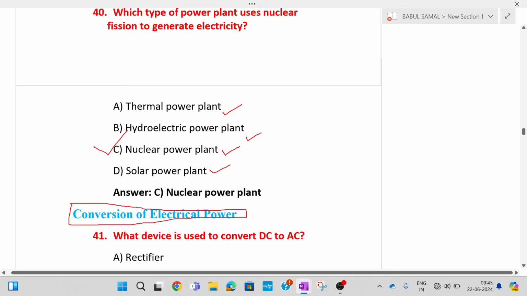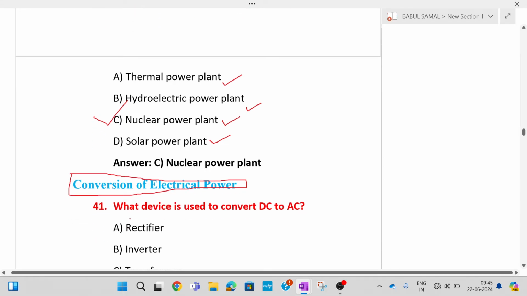So let's come to the next question. What device is used to convert DC to AC?